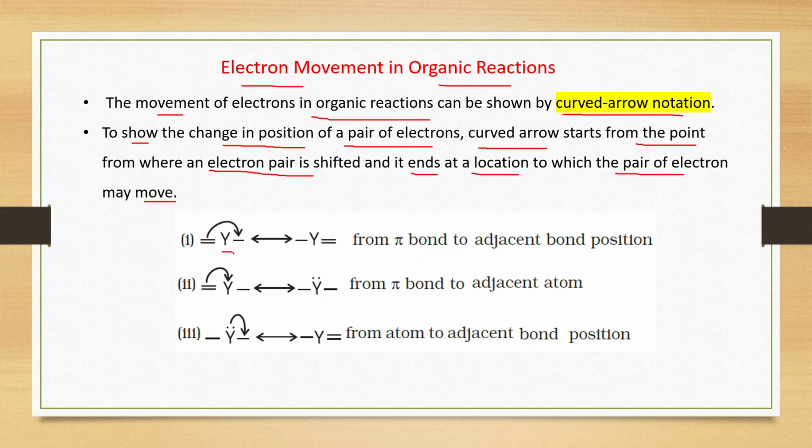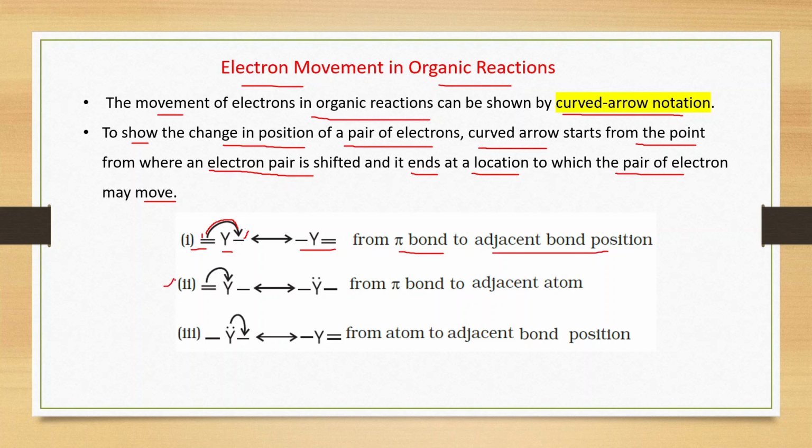Now this Y is any atom. One side a double bond is there and on the other side a single bond is there. A double bond means a sigma bond and a pi bond. So the electron will move from the pi bond to the adjacent bond position. So this is represented by this curved arrow. It means the pi electrons shift from here and move here. After the movement of electrons we will get this one. So these electrons are moved from the pi bond to the adjacent bond position.